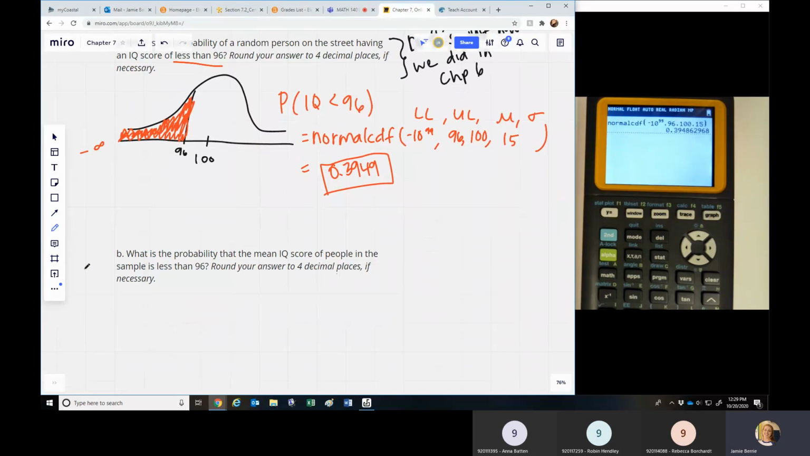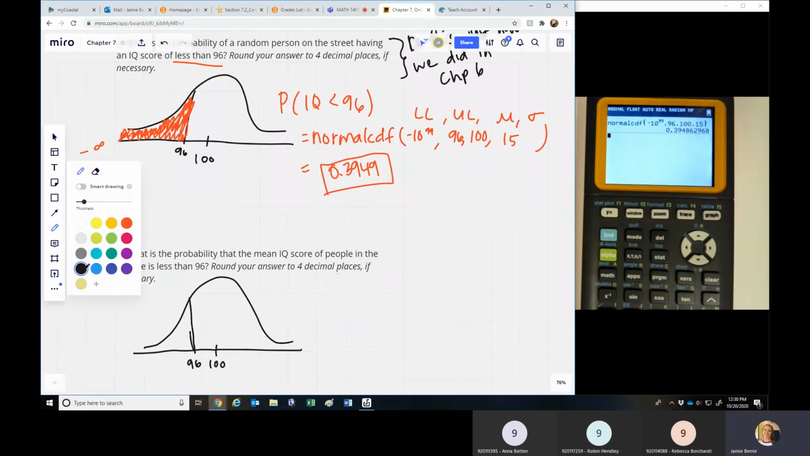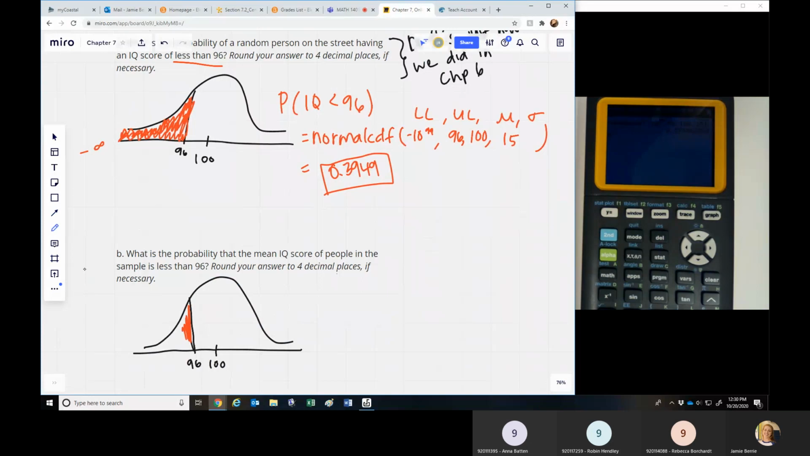All right, so draw our normal curve. Mean in the middle. Mean is 100. Probability that it was less than 96. So same as before. Draw a line straight up, shade to the left because that's less than. But this time, notice they inserted those keywords sample and mean. That tells us we need to use our formulas for the sampling distribution of a sample mean.